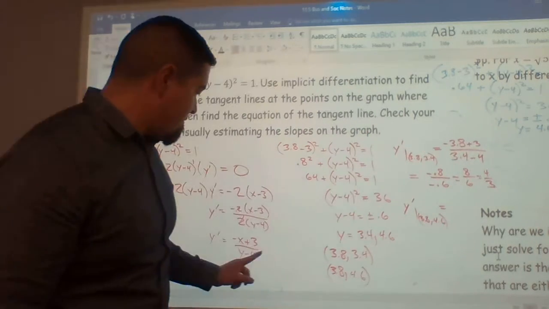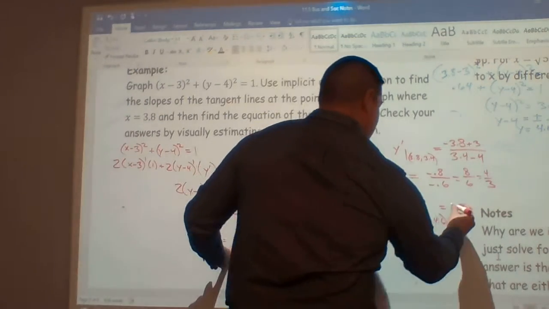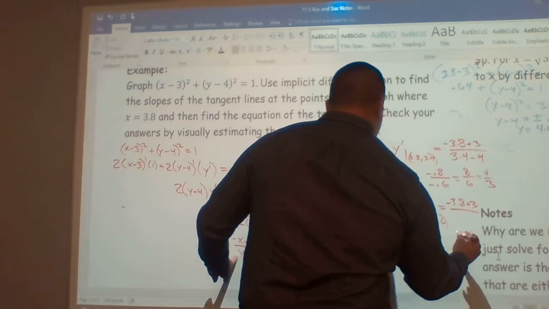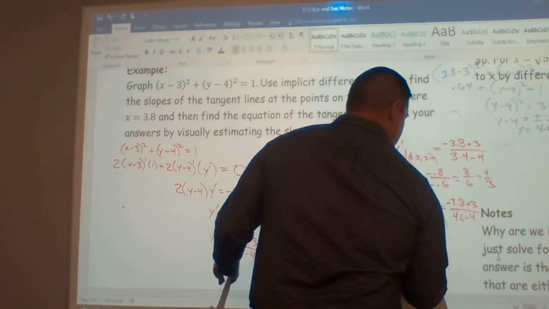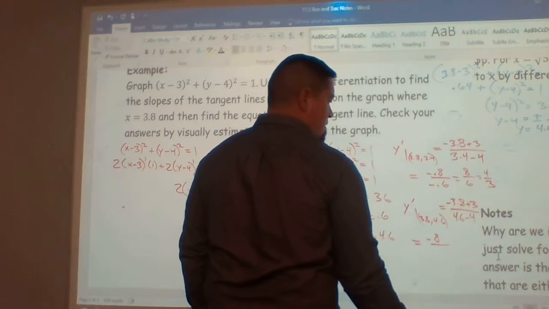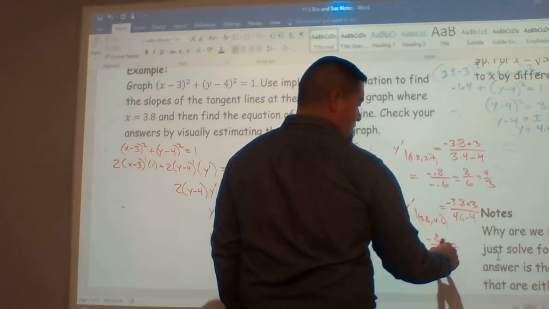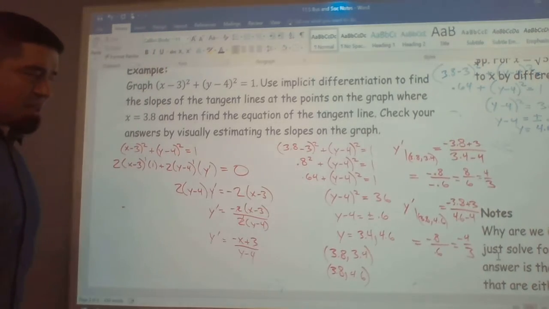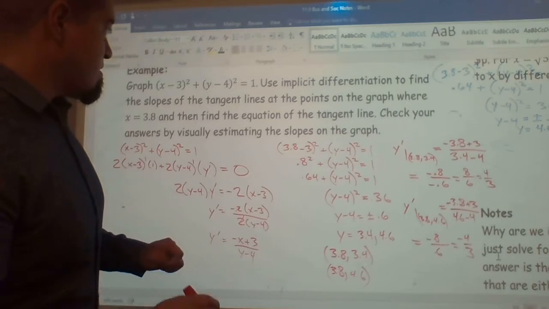So again, just plug in 3.8 for x and 4.6 for y. We're going to end up with negative 3.8 plus 3 over 4.6 minus 4. That gives us negative 0.8 on top over 0.6 on the bottom. And we just end up with negative 4/3. Same trick, you change it to 8 over 6, reduce it, it's 4 over 3. Okay, so that's what we found.